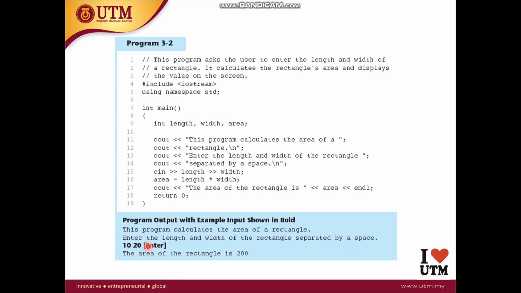So when the user enters those data, then the area is calculated using this statement, and this cout shows the result. The area of the rectangle is the data inside the variable, okay? Whenever you are printing a variable, the name of the variable is not going to be printed. The data inside that variable, the value inside that variable, is going to be printed.